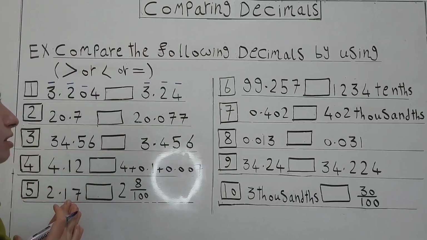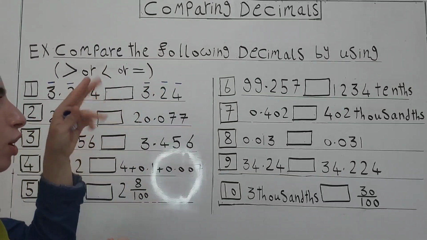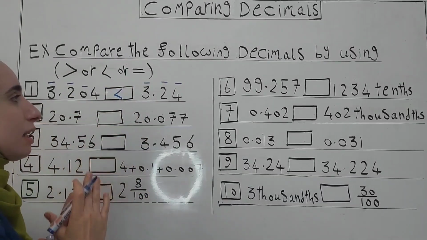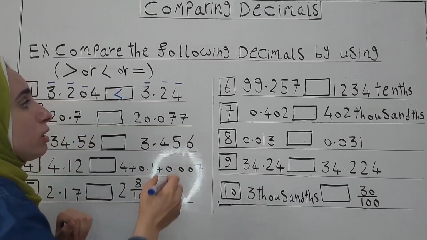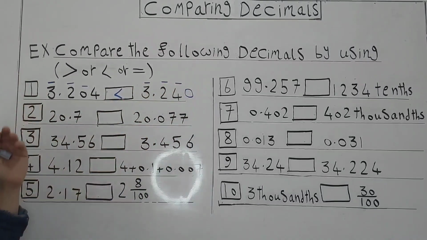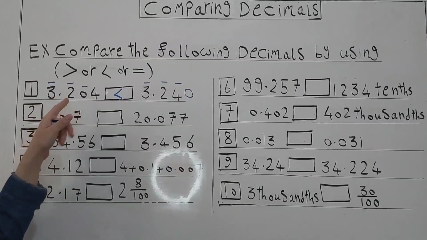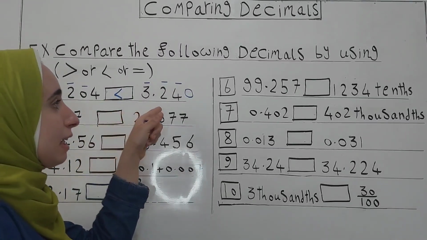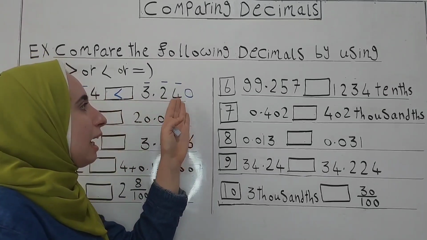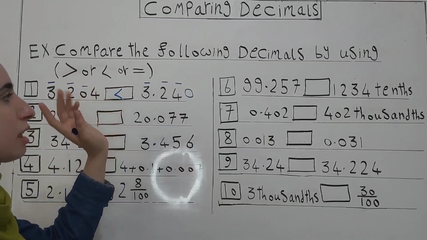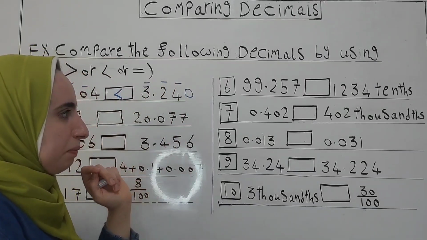Now, which is greater, 0 or 4? 4. So, the first number is smaller than the second number, because when we hold the place with 1, 0, the decimal part in the first number is 204 and the decimal part in the second number is 240. So 204 is smaller than 240.